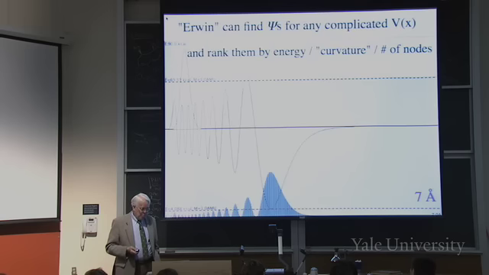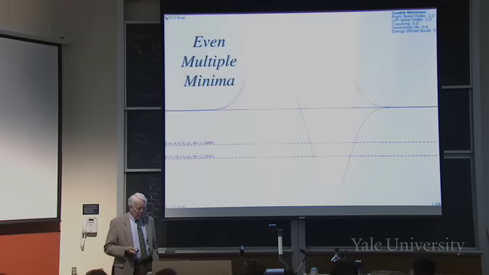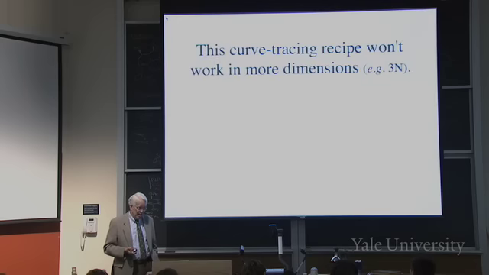Okay, so it looks like we're in pretty good shape. We even can handle multiple minima and understand tunneling and so on. The unfortunate thing is this curve tracing recipe doesn't work if you have more dimensions.